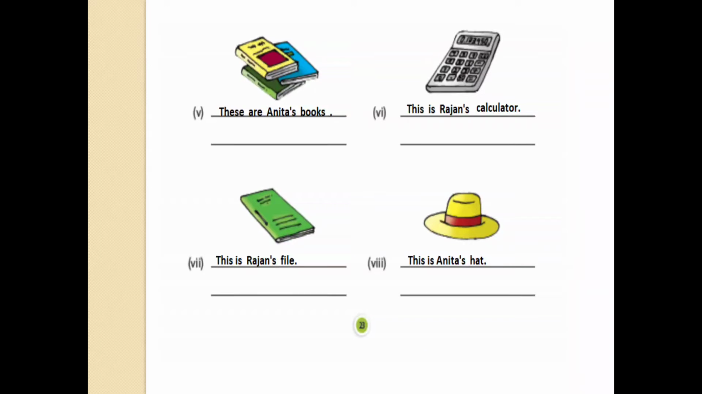File also belongs to Rajan. This is Rajan's file. On the table there are many files, but here we have just one file, so we will write that this is Rajan's file. And the hat belongs to Anita. It is on Anita's table, so this is Anita's hat.